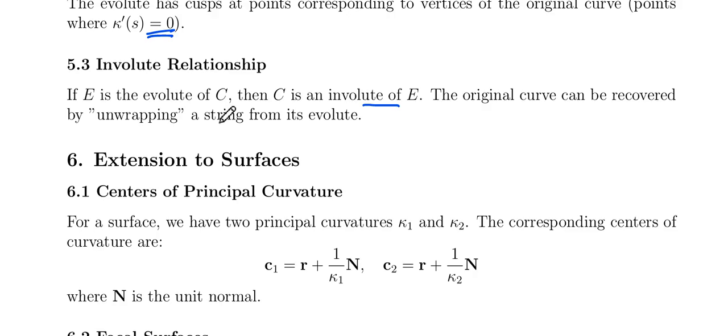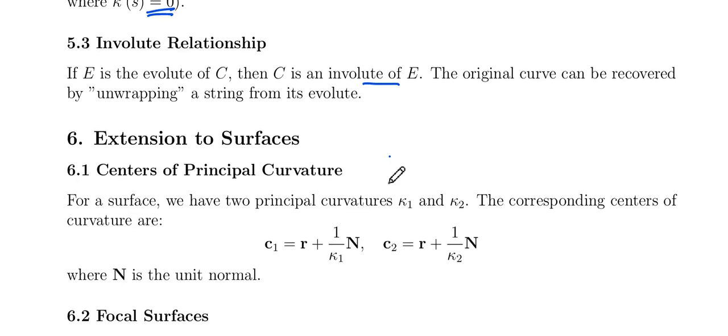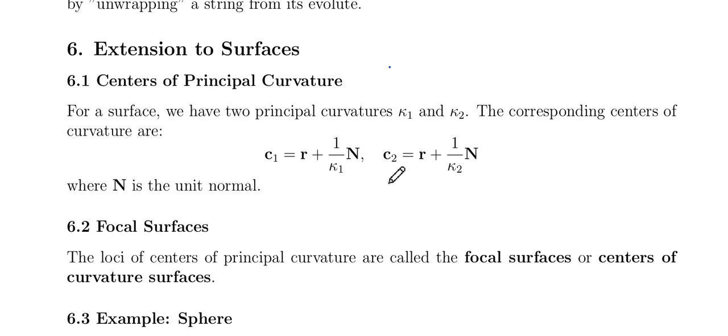And center of principal curvature. Center of principal curvature means for a surface we have two principal curvatures, kappa 1 and kappa 2. The corresponding centers of curvature are C1 equal to r plus 1 by kappa 1 into n, that is the radius of curvature, and C2 equal to r plus 1 by kappa 2 into n. N is the unit normal.